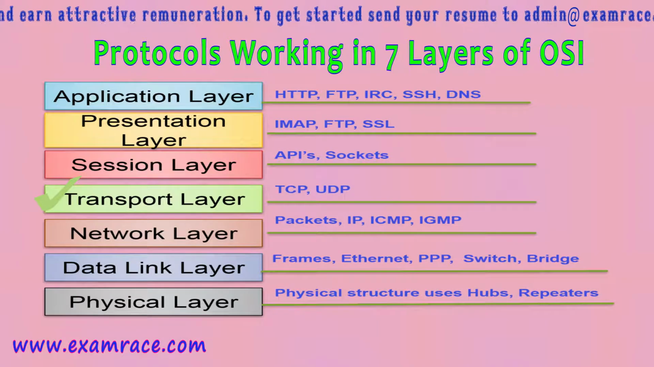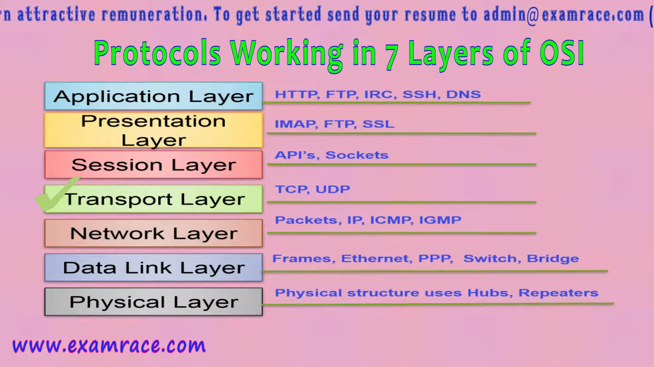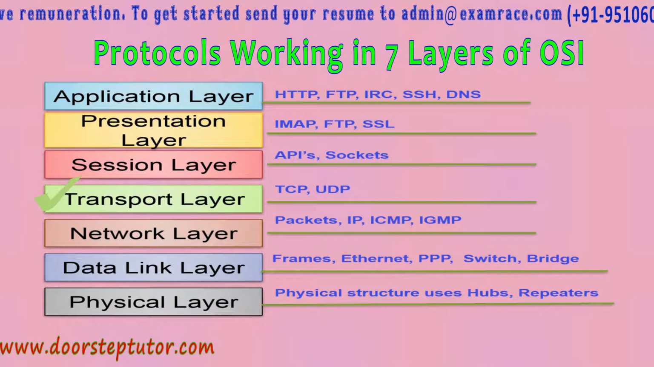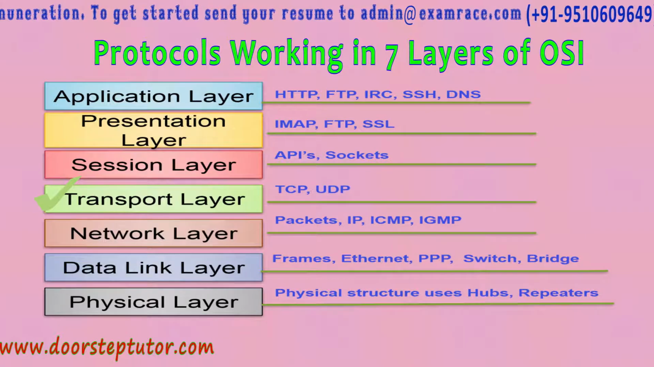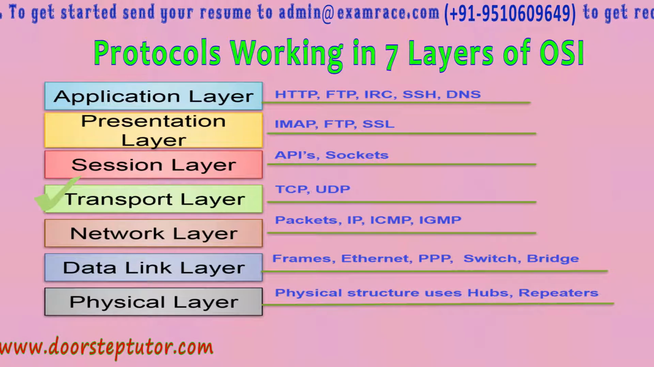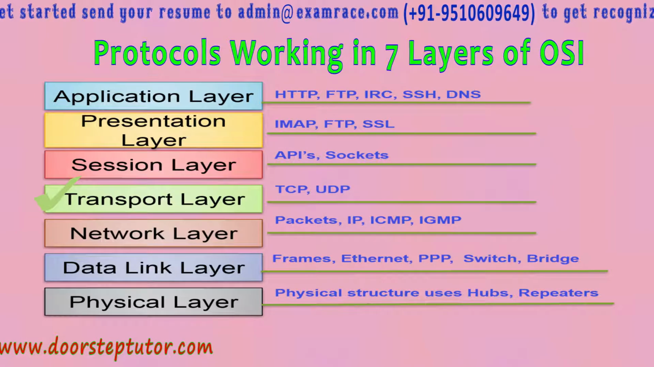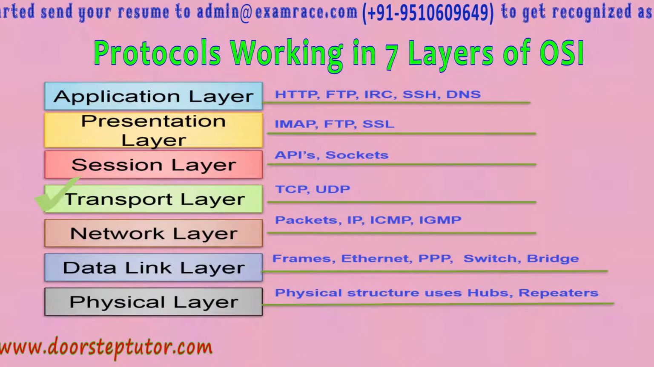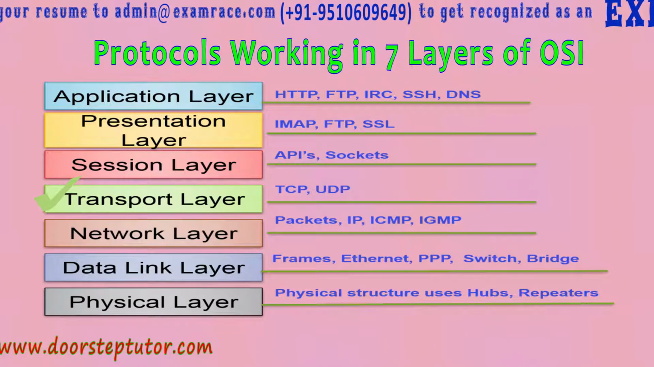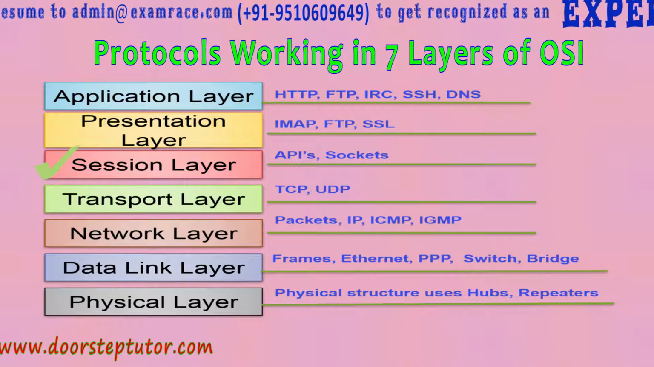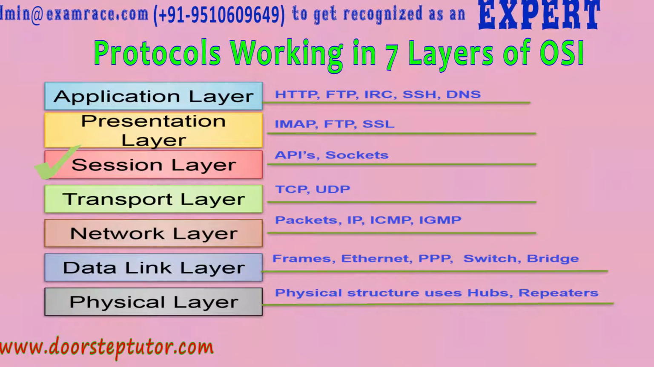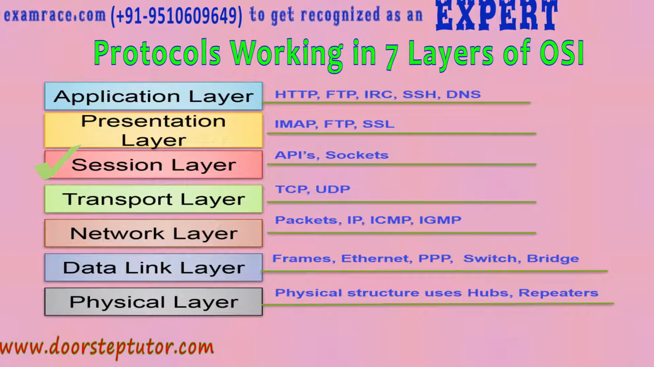TCP is the Transmission Control Protocol. Then UDP is the User Datagram Protocol. Basically, TCP is a connection-oriented protocol and UDP is a connectionless protocol. And which is reliable? TCP is more reliable as compared to UDP. So these two protocols work under the transport layer. Then what about the session layer? In the session layer, different APIs, that is application programming interfaces, and sockets work.